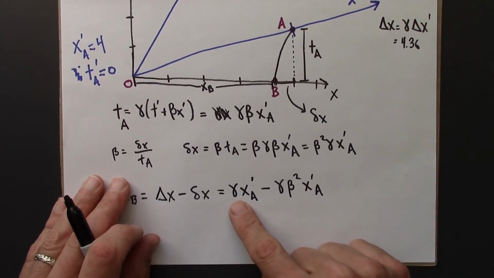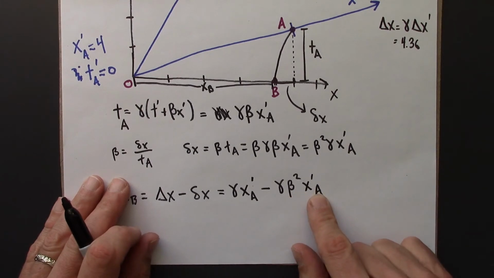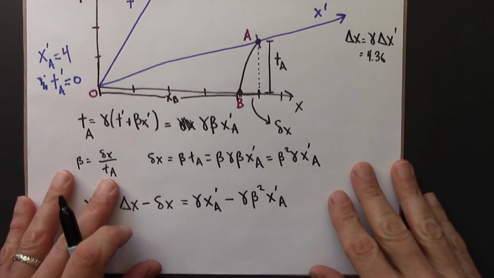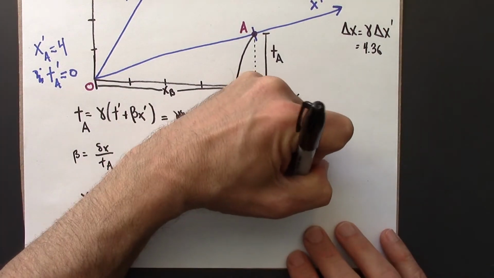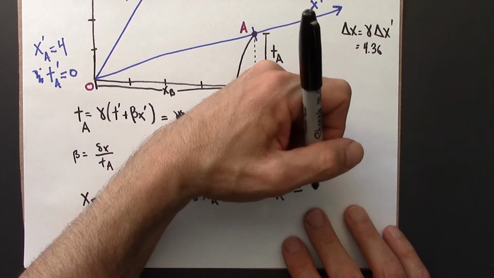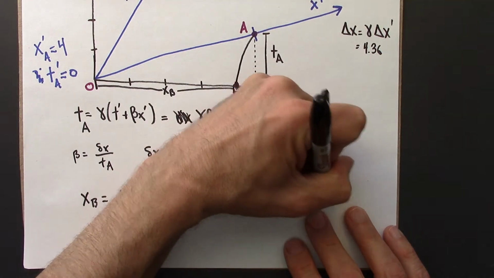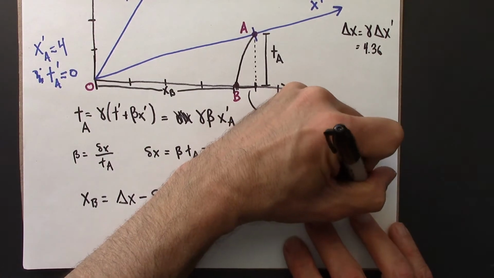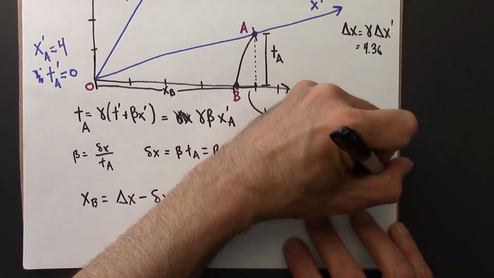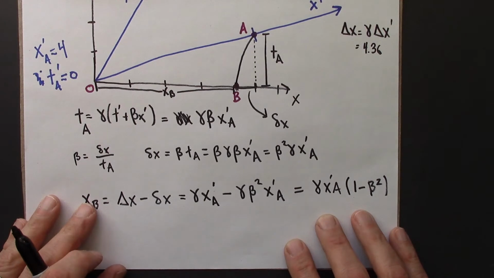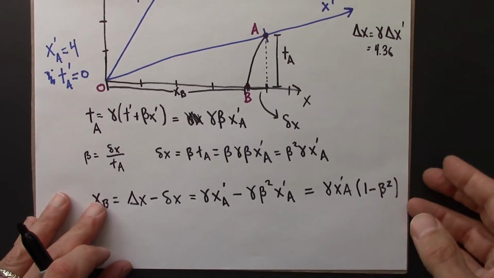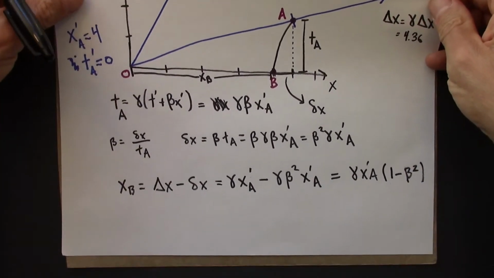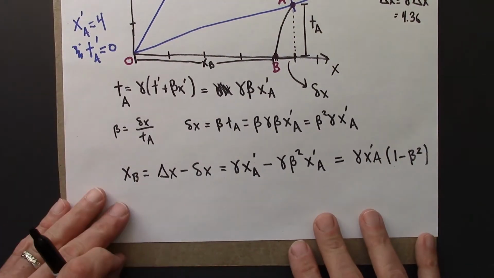So then I notice, oh, you know what? There's a gamma and an x prime on both of these things. Well, isn't that interesting? So I'm going to write this like this: gamma x prime A times 1 minus beta squared. All right. So just a little bit of algebra left, and then we'll collect terms and write things in a slightly different way and declare victory.